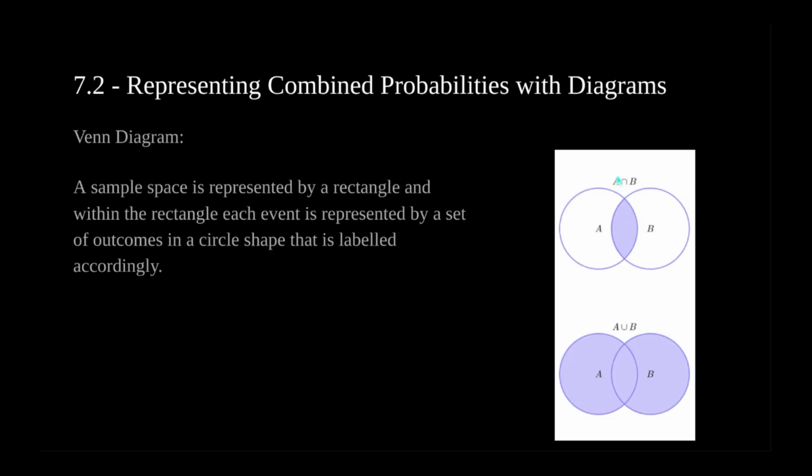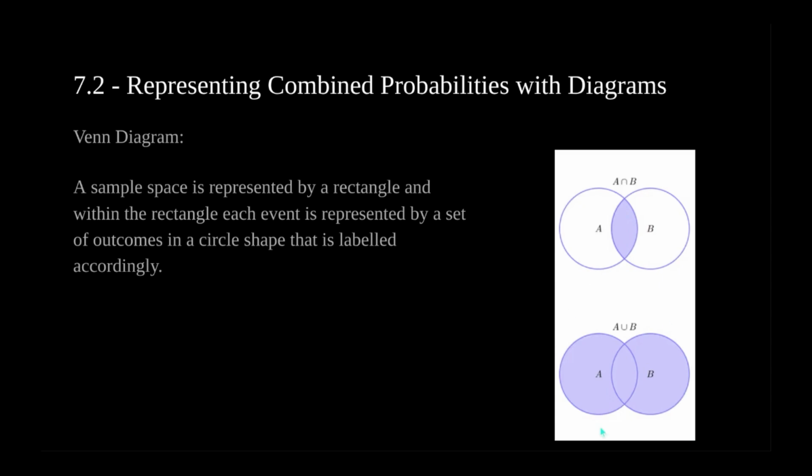This denotes an intersection between A and B, which usually means that both A and B will occur at the same time, and that you can see right here they will occur together due to the overlap.